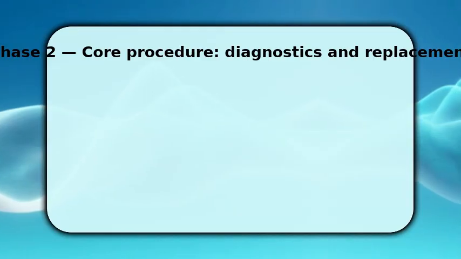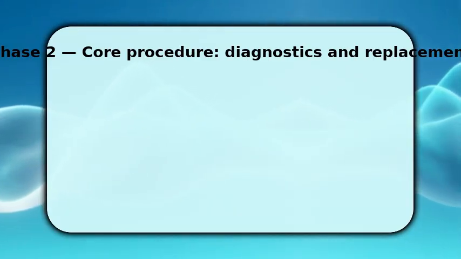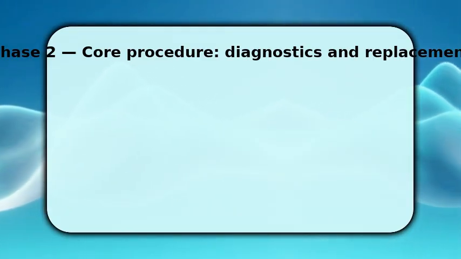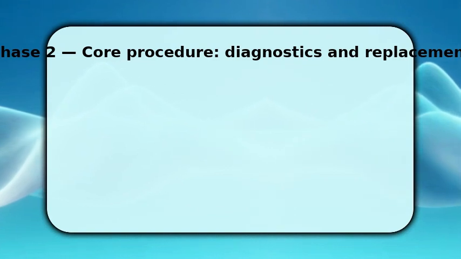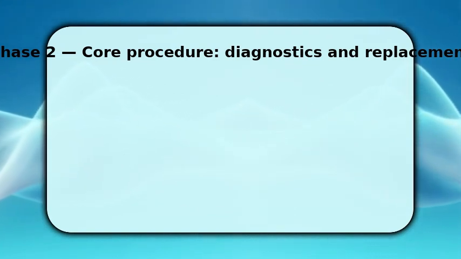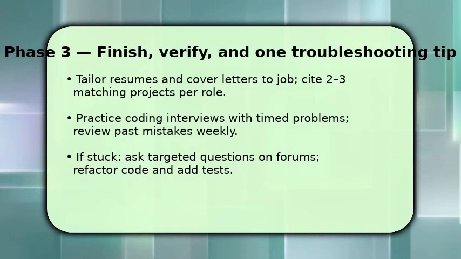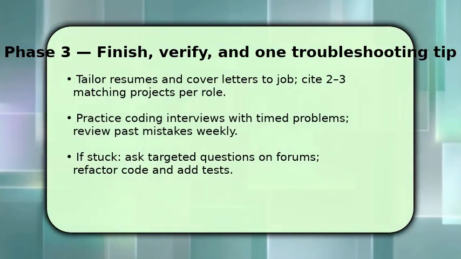Once a project is functional, write a one-page case study explaining the problem, your approach, and measurable results, percent improvements or time saved, so reviewers immediately grasp value. You finish by preparing applications and interviews.